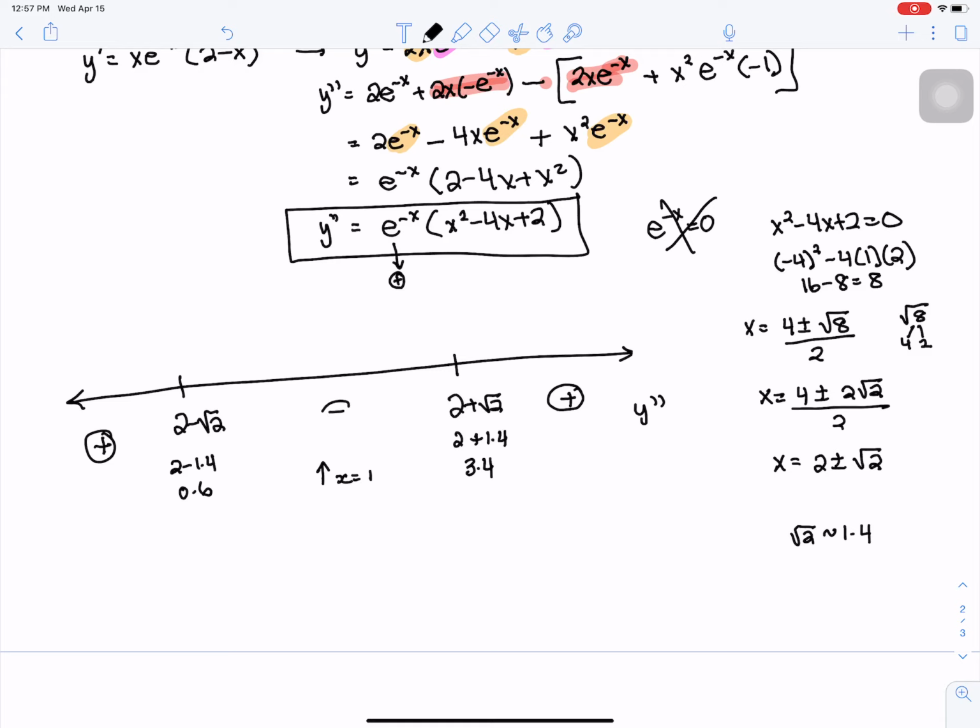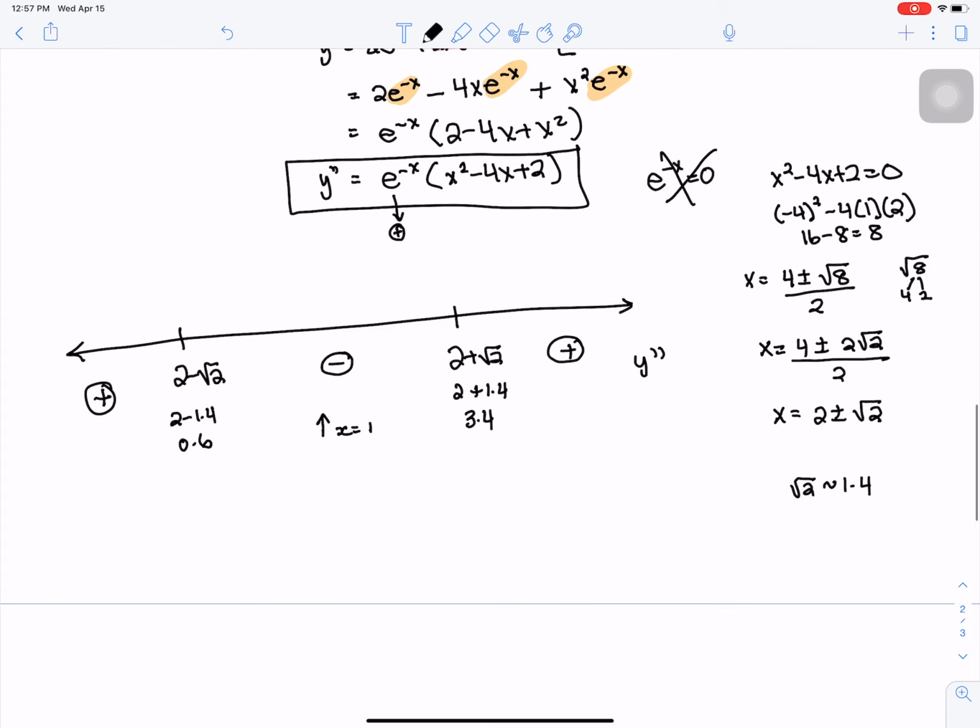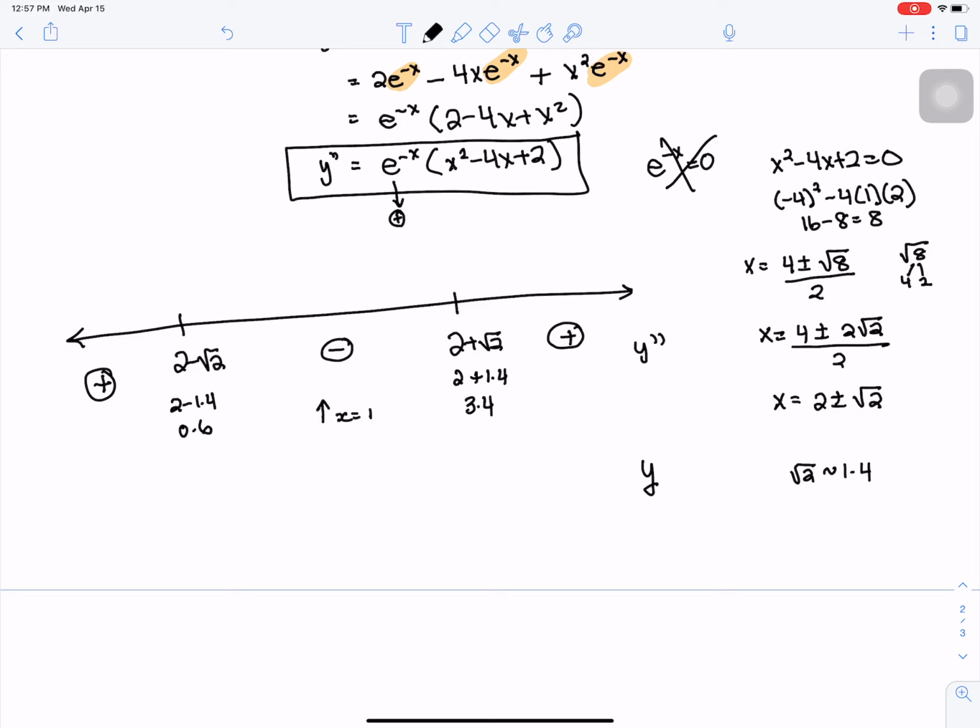a negative value because 1 squared minus 4 plus 2 would be negative. What does this say about my original function? Concave up, concave down, concave up.